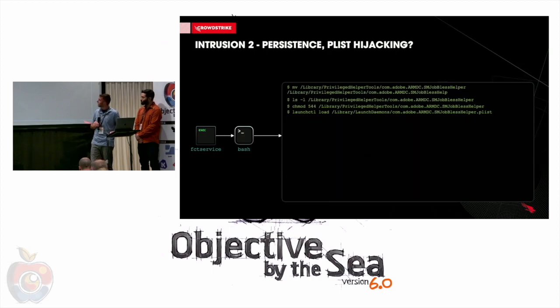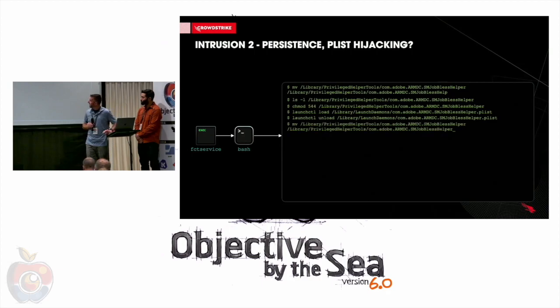So they do that. Then they unload it. And then they decide, well, maybe that wasn't a good idea. Maybe they thought they were going to get caught by doing that, or someone would pick up on it. So they take their implant, sm jobless helper, and they set that aside, right? So they move that to sm jobless helper _, and then they take, again, the legitimate Adobe binary, and they move it back, right?